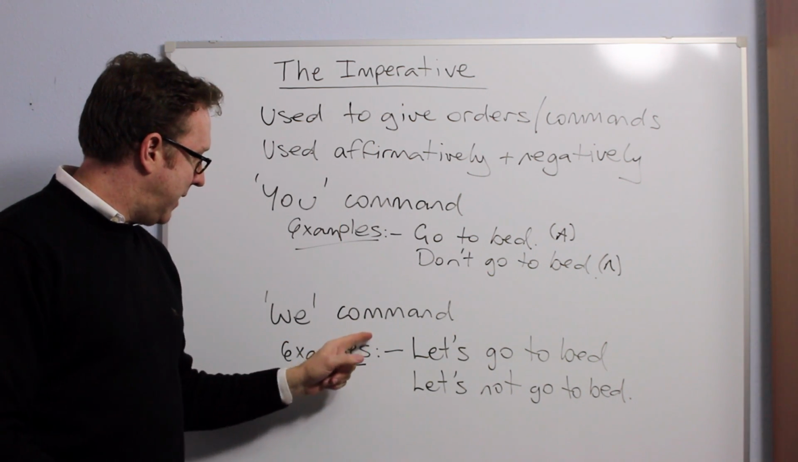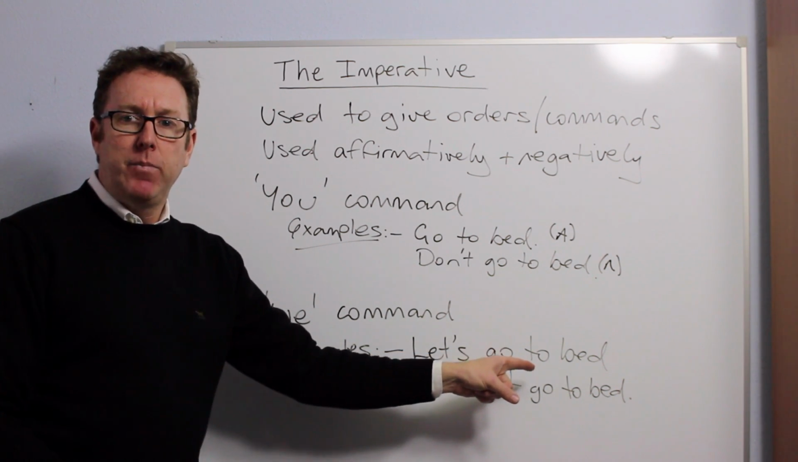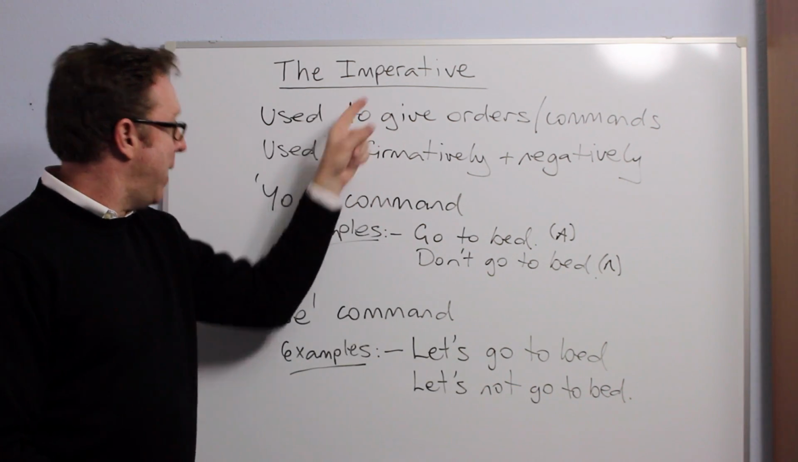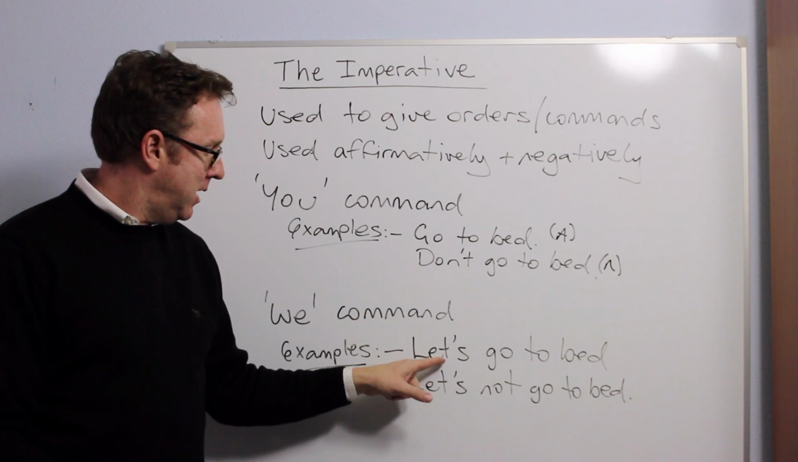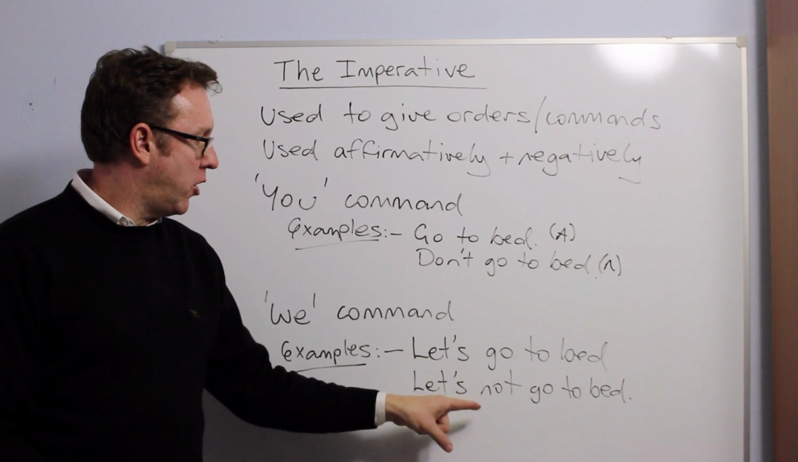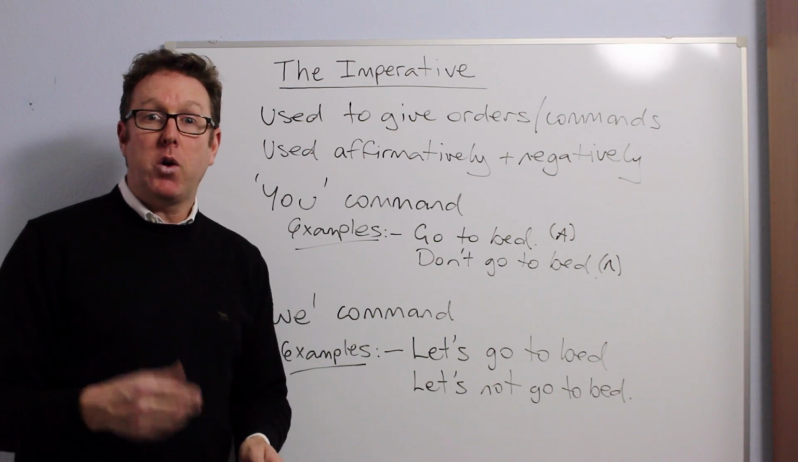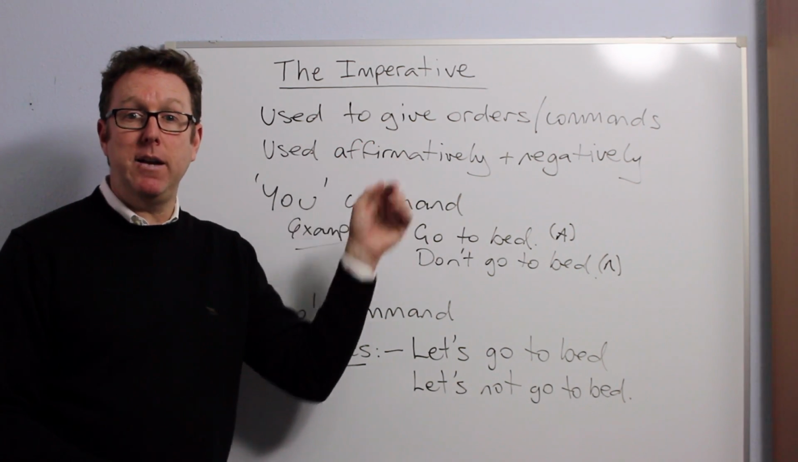With the we command, the examples would be let's go to bed, or let's not go to bed. So the imperative with the we is normally formed with let's. So let's go to bed or let's not go to bed. So the affirmative and the negative. Now in part two, I'm going to show you how the imperative works in Spanish.